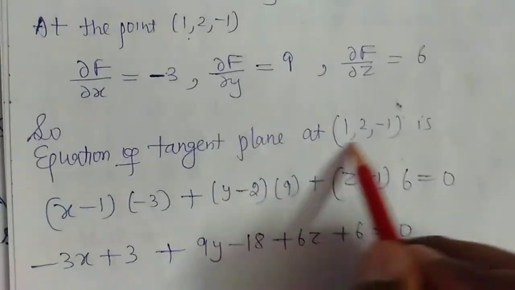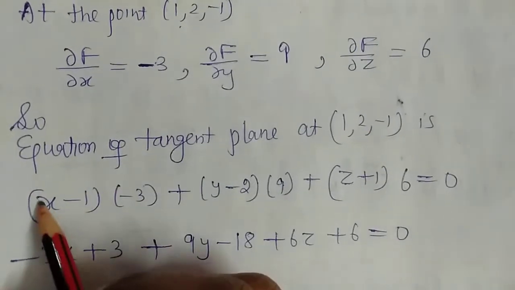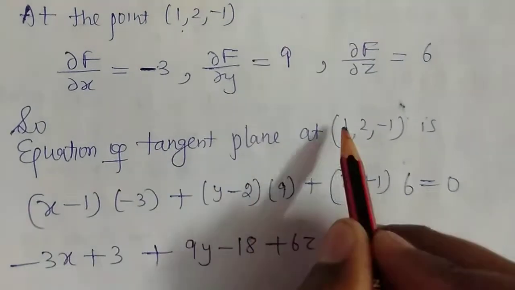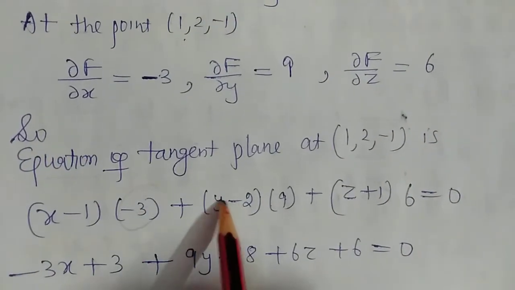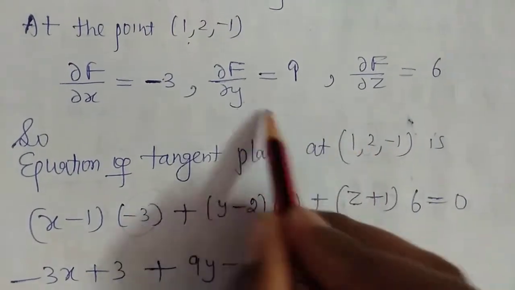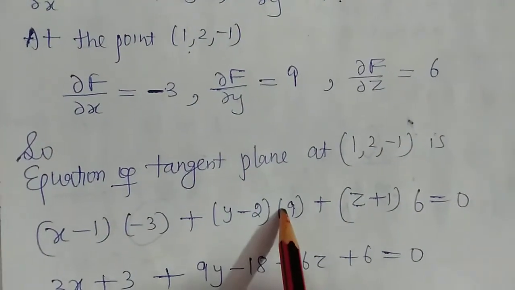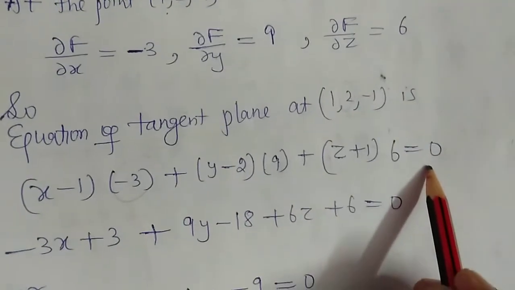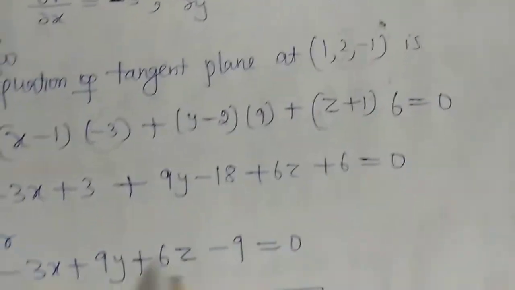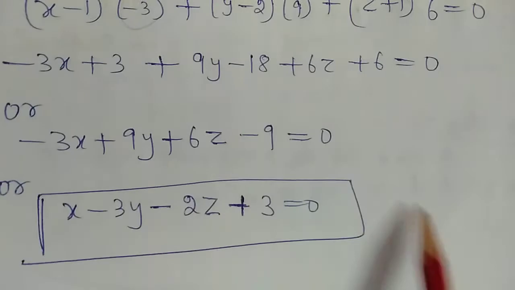Now what will be the equation of the tangent plane at this point? Remember, the equation was x minus the point into the partial derivative with respect to x, y minus the point into the partial derivative with respect to y, z minus the z coordinate into the partial derivative with respect to z. Now simplify this equation. This will give us the equation of the tangent plane.